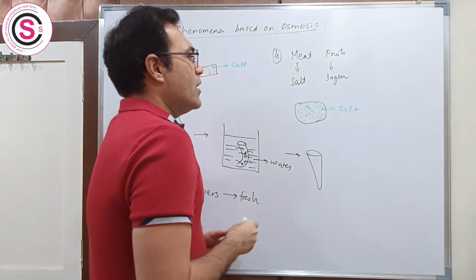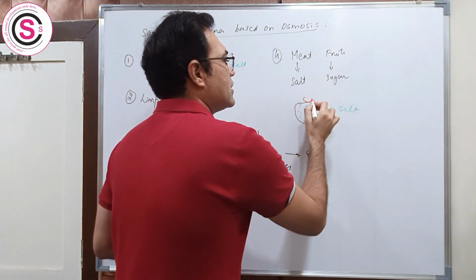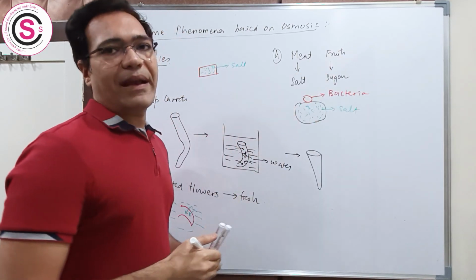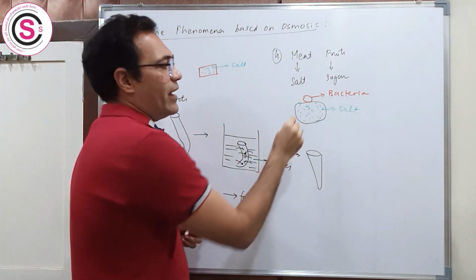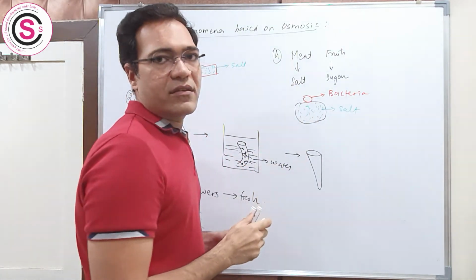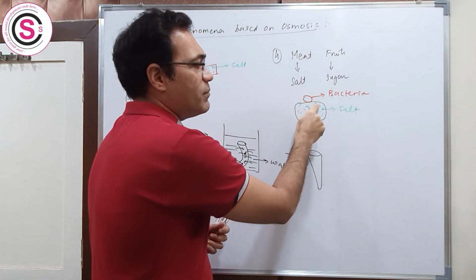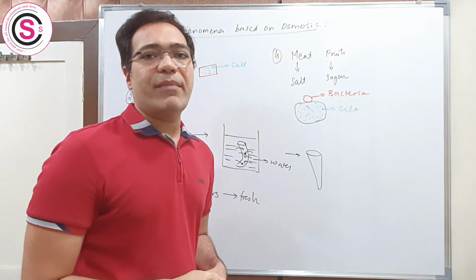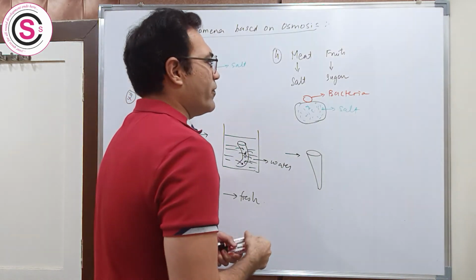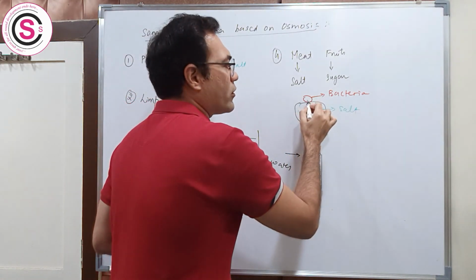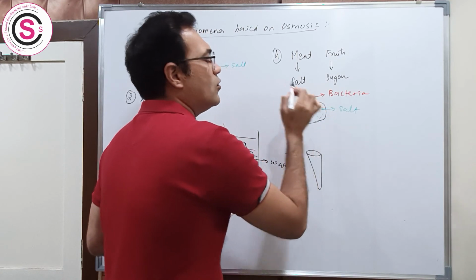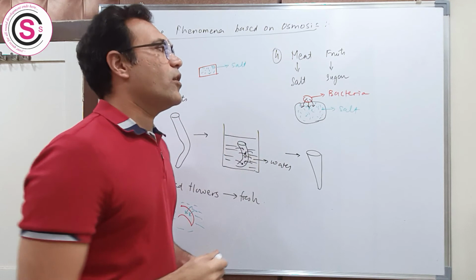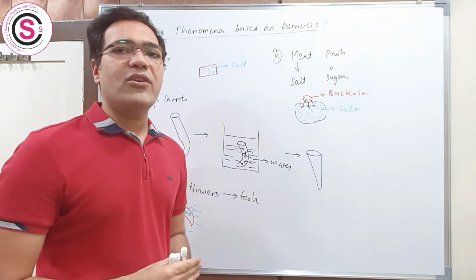Now suppose a bacterium comes, this is the bacterium. When a bacterium comes and sits here, this solution is much more concentrated as compared to the solution which is present in the bacterial cell. As a result, what will happen? The bacterial cell will lose water and finally die. The same is true for preserving fruits by applying sugar on them.